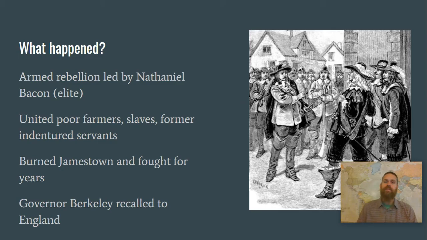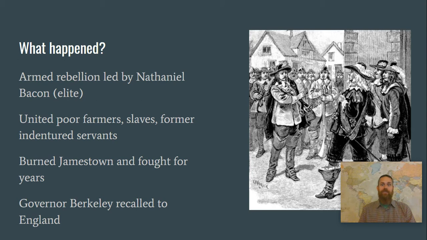What happened? Well, this is a rebellion. It's an armed rebellion led by a guy named Nathaniel Bacon. One of the things that was remarkable about it at the time is that Nathaniel Bacon was able to organize a very diverse group of colonial residents. He had poor farmers, slaves, former indentured servants, current indentured servants, all rising up against the colonial elite.